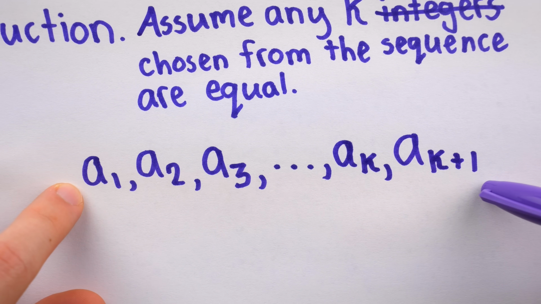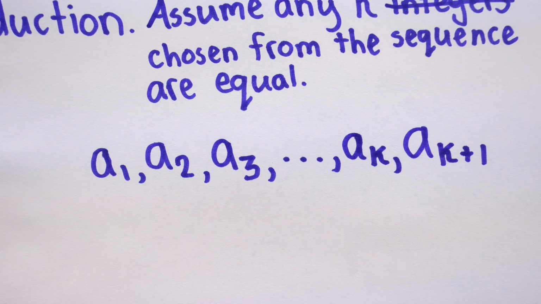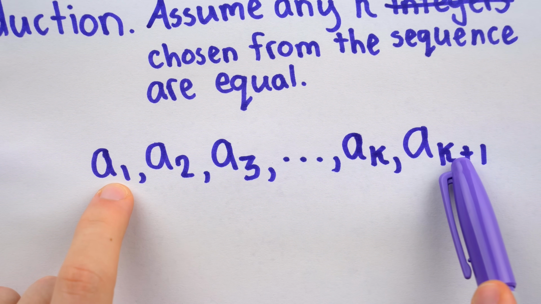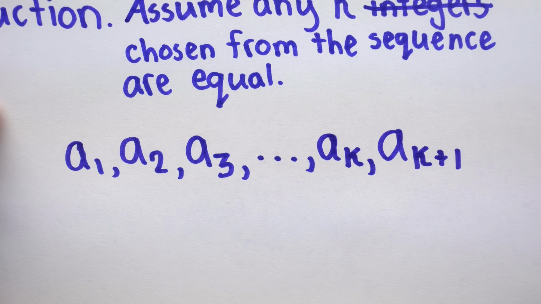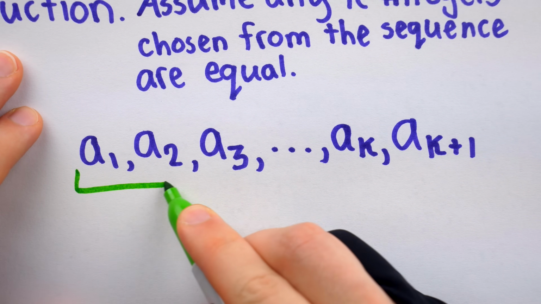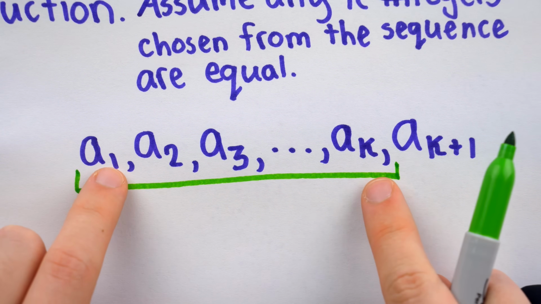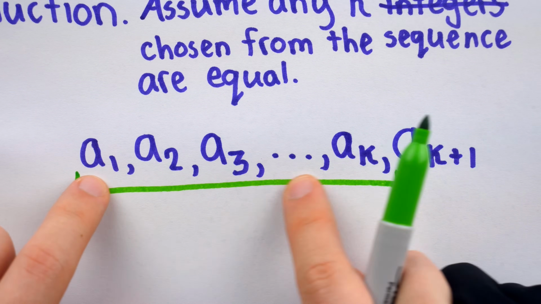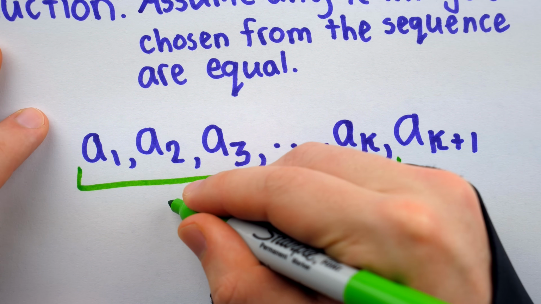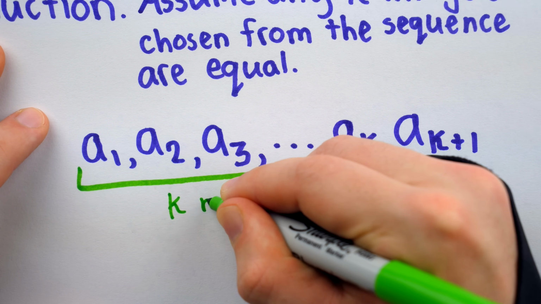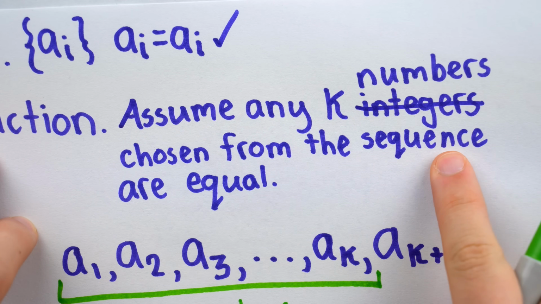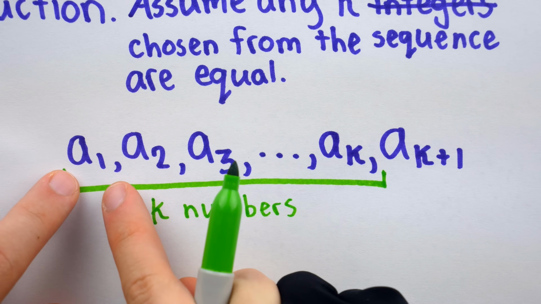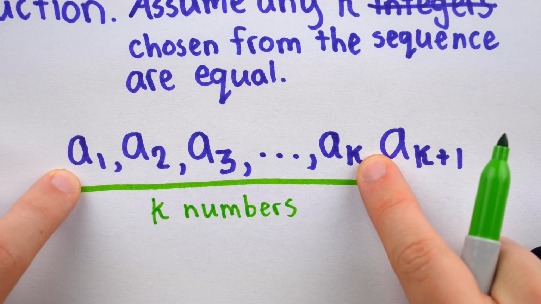But here are our k plus 1 numbers chosen from the sequence. How do I know that these are all equal? Easy. Just have to use my induction hypothesis. Because look at this. How many numbers are here? All of these except for the last one. Well, this is exactly k numbers, which means our induction hypothesis applies, because we already said that any k numbers chosen from the sequence have to be equal. Here are k numbers, so they must all be equal.